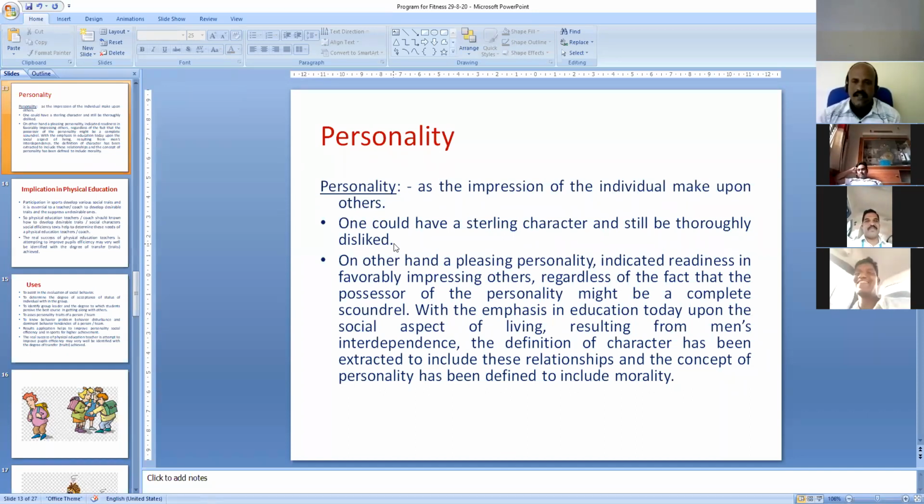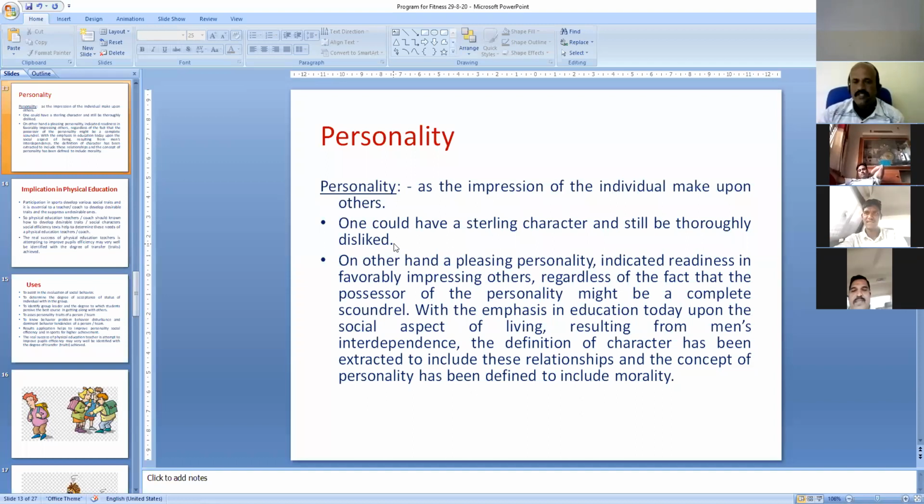And on the other hand, a pleasing personality indicates readiness in favoring and impressing others, regardless of the fact that the possessor of the personality might be a complete scoundrel. See, in reverse angle, it is a reverse of that sentence, where a pleasing personality, which looks outside very generous, very harmonious, and very cooperative, might have a complete scoundrel personality, meaning a bad personality behind the original face. That possibility is also there.